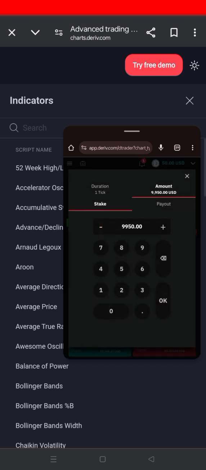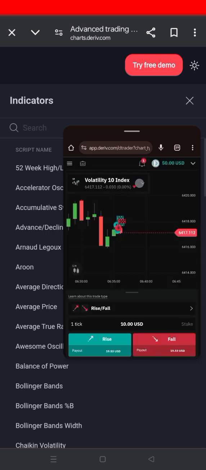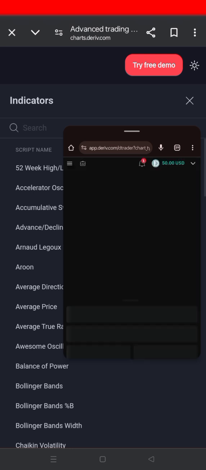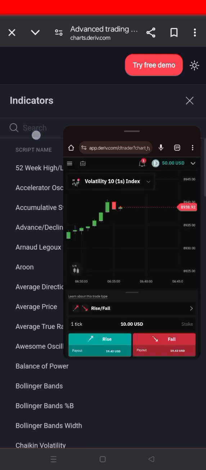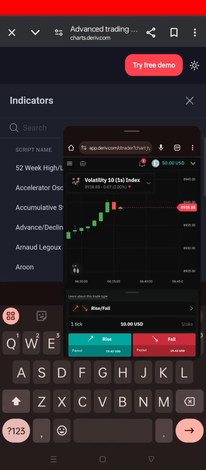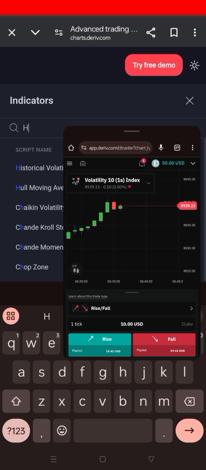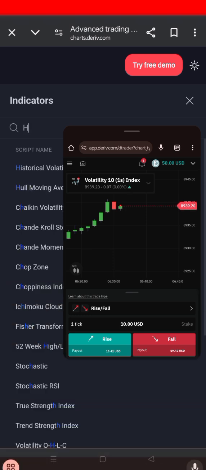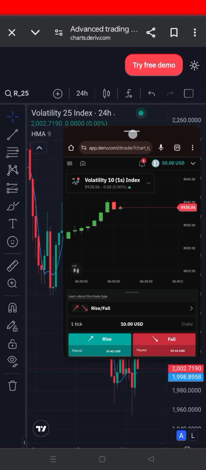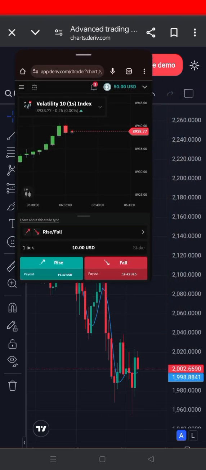When you go to your settings, you press your stake. You can start with a stake of, say, 10 USD, and then you start by analyzing, checking the Volatility 10 index. When you click there, the first indicator to use is called the hull moving average. This is the first indicator that we will be using, the hull moving average.